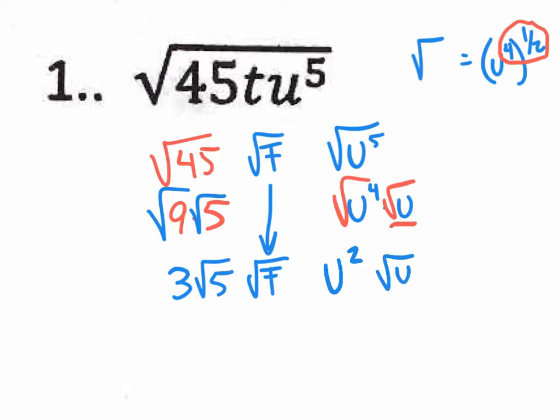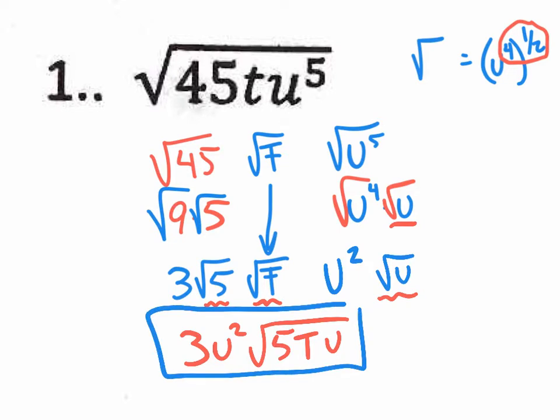So what we do now is put all the items that are on the outside of radicals out in front. So I do have a 3, also a u squared. And then I'm going to take all of these radicals and put them all together underneath one radical, underneath one square root. So that is a 5, a t, and also a u. Ladies and gentlemen, that is your first answer to number one.